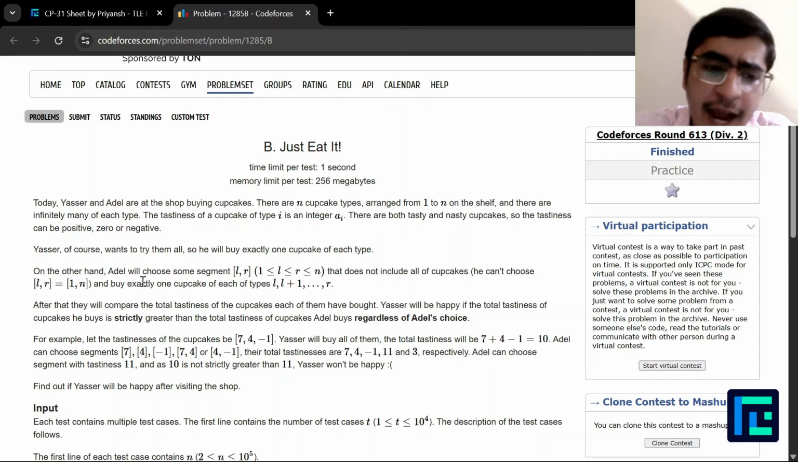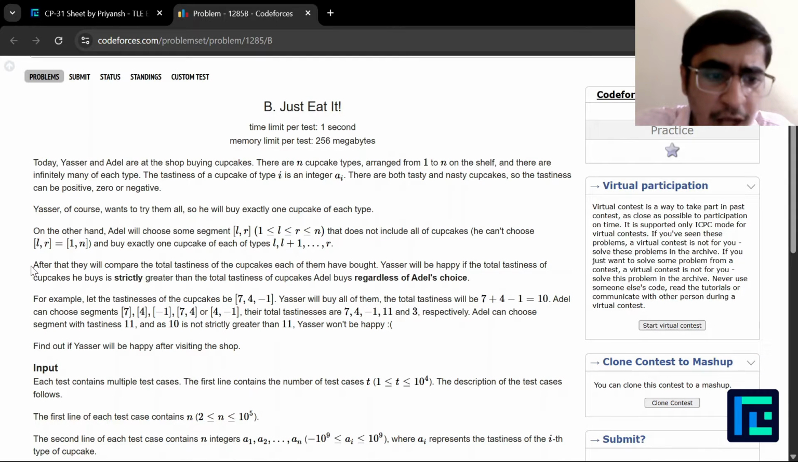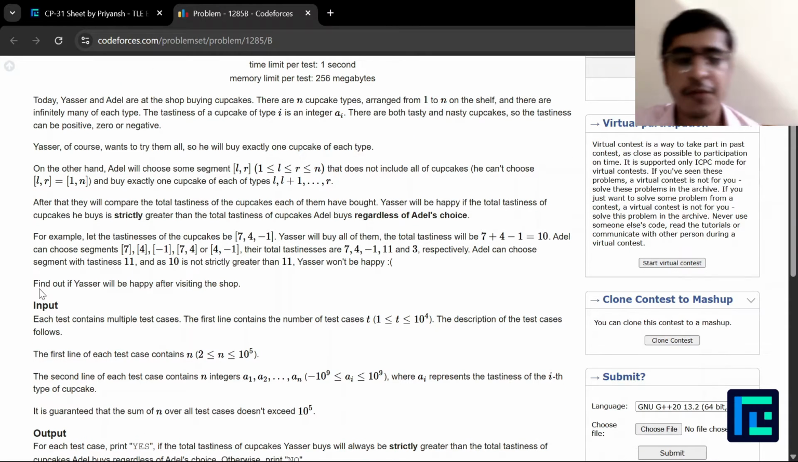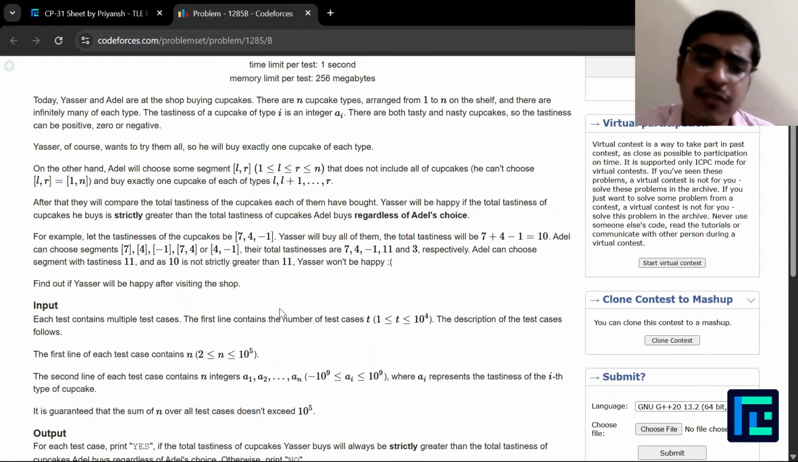On the other hand, Adel will choose some segment L, R, where L and R should be between 1 and n, that does not include all of the cupcakes. He cannot choose L, R equal to 1, n, and buys exactly one cupcake of each type from L to R. After that, they will compare the total tastiness of the cupcakes each of them has bought. Yasser will be happy if the total tastiness of the cupcakes he buys is strictly greater than the total tastiness of cupcakes Adel buys, regardless of Adel's choices. And we have to find if Yasser will be happy after visiting the shop.